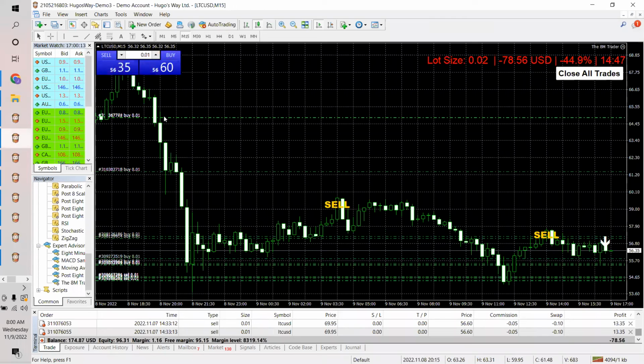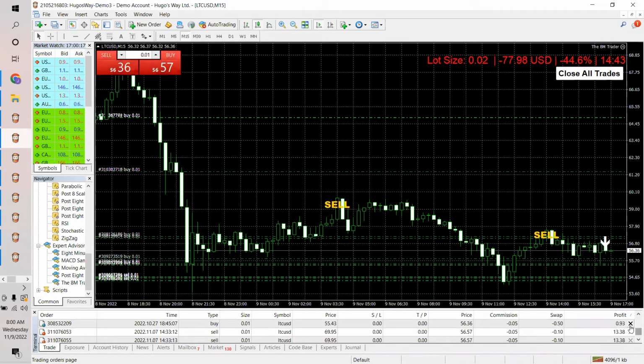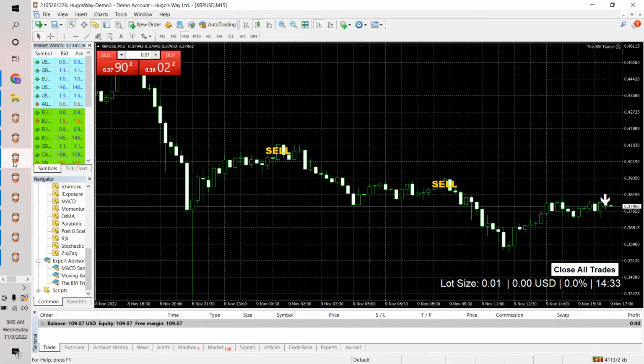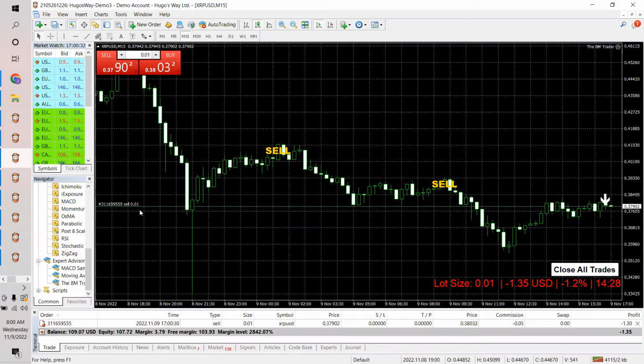All right, everybody. So we're going to go ahead and take another sell trade for Litecoin. So I'm just going to look at our buy trades that are in profit. I do see that we have one right here. So I'm going to go ahead and close that. That's going to give us 3 active sell trades that are going on for LTC USD. XRP, we're going to go ahead and take a sell trade right here. So we've got one in the mix.